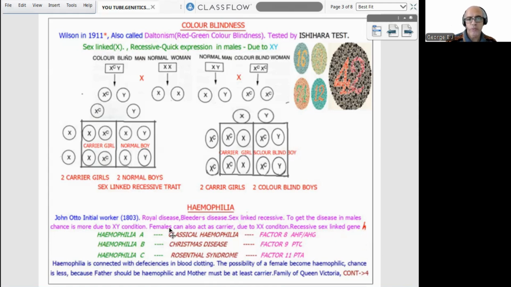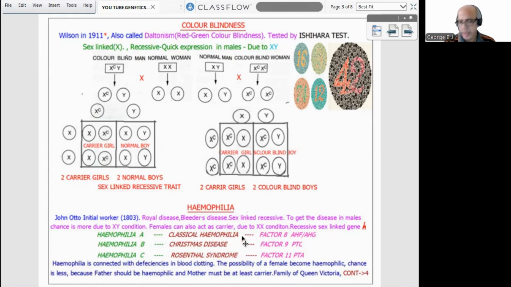3 types of hemophilia: hemophilia A, B, C. Hemophilia A is called classical hemophilia. Hemophilia B is called Christmas disease. Hemophilia C is called Rosenthal syndrome. Hemophilia A, that is classical hemophilia, is due to factor number 8, which is otherwise called anti-hemophilic factor or anti-hemophilic globulin. Hemophilia B, Christmas disease, factor number 9, is called plasma thromboplastin component. And hemophilia C, which is not in our syllabus still, Rosenthal syndrome, factor number 11, is plasma thromboplastin antecedent.